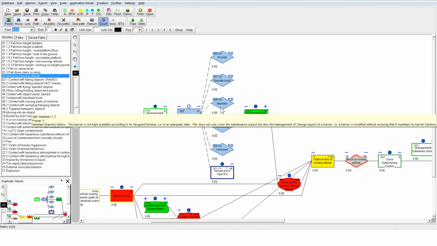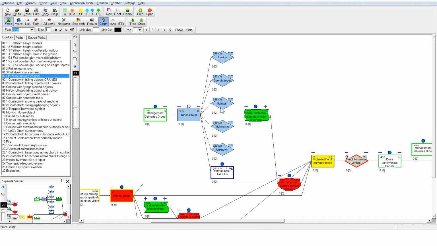If the barrier failed due to substandard maintenance or change, the path passes through the maintain box. In this case, perhaps, the vehicle's lights or horn had not been maintained to working standard. Finally, if the reason for the barrier's failure was that the state of the barrier should have been monitored or supervised, the path passes through the monitor box. In this case, for instance, perhaps someone should have been monitoring that people in the area were aware of the presence of vehicles and that there were no factors obstructing being able to see or hear the vehicle.